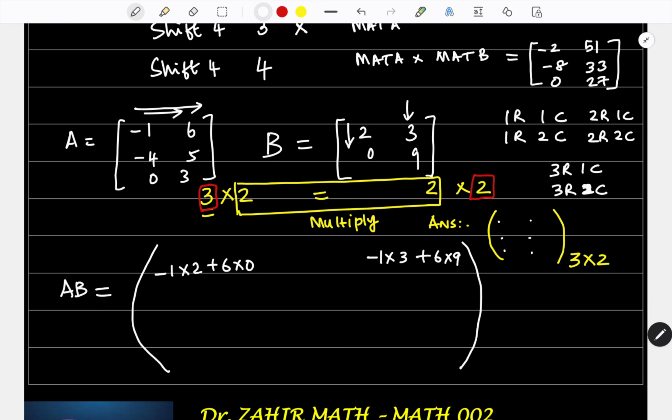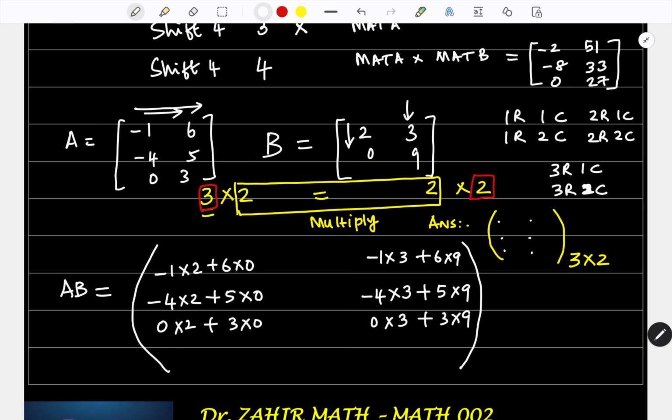Second row, first column: -4 multiplied by 2 plus 5 multiplied by 0. Second row, second column: -4 multiplied by 3 plus 5 multiplied by 9. Third row, first column: 0 multiplied by 2 plus 3 multiplied by 0. Third row, second column: 0 multiplied by 3 plus 3 multiplied by 9.